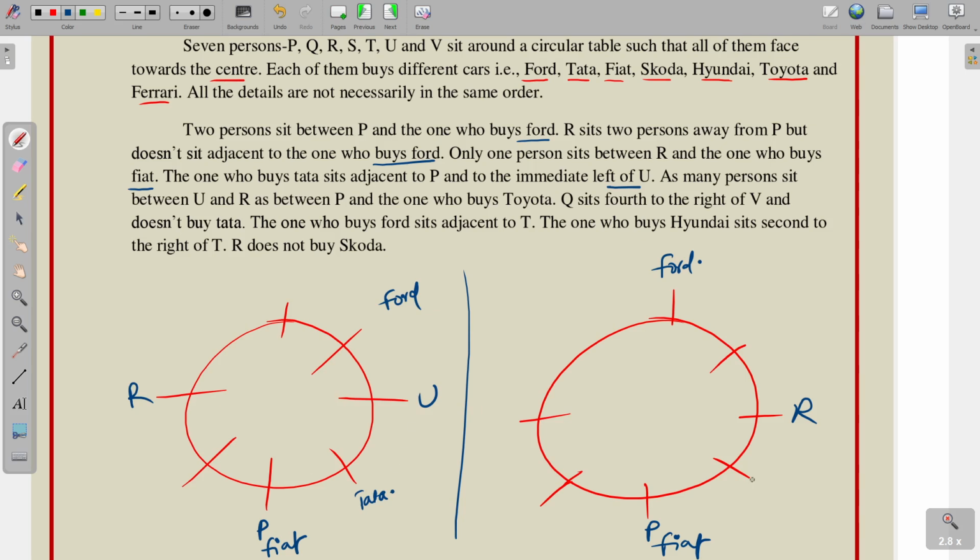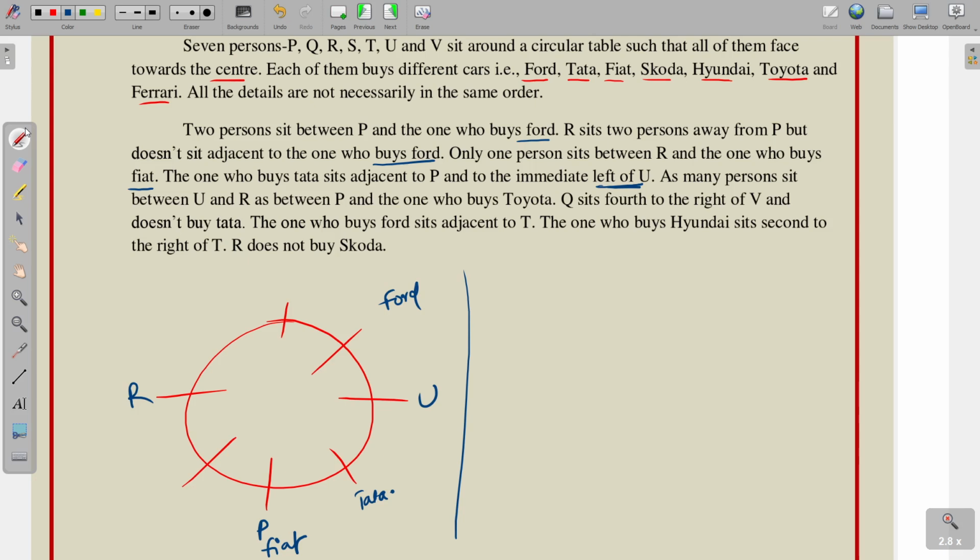Coming to this one, if we place Tata here, R is already there, and if we place Tata here, U is placed here, so Tata becomes immediate right of U. What is the condition? We need immediate left of U, so this possibility is not applicable. So this possibility is not correct.